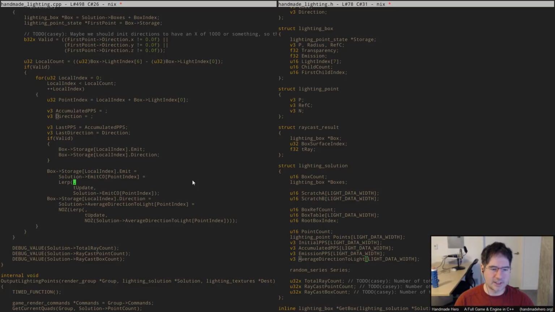So if we come through here, we're going to set the box storage local index.emit, that's essentially the last PPS value here. I don't think we need to actually update emit C0 in this way necessarily here, because this value is not what we're writing. Well, okay, so we do want to, because we need it to be picked up from somewhere, so I guess that's fine. So we know that this is this accumulated PPS, and in fact, I suppose we can make this a pointer as well if we want to, but let's go ahead and do this a little bit more explicitly here.